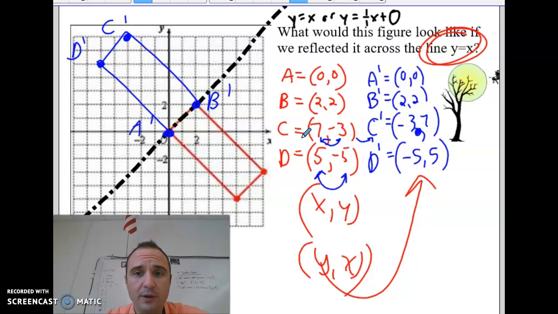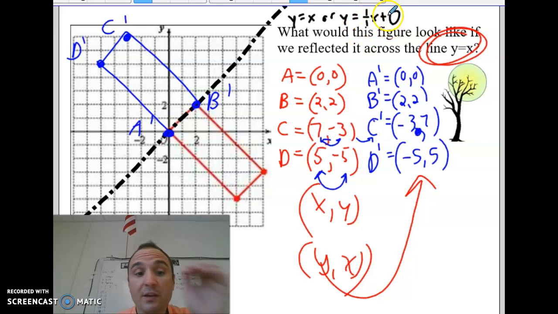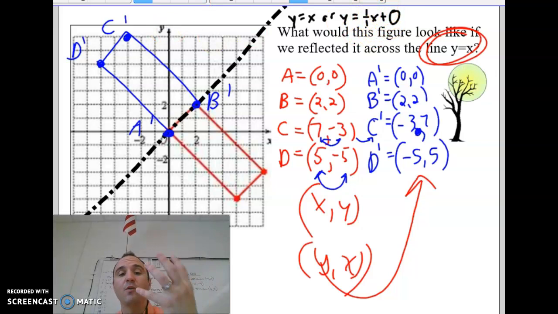C is 7, negative 3. C1 is negative 3, 7. D is 5, negative 5. D1, or the new D, is negative 5, 5. So look at the formula. Basically, what we're doing is just rearranging the order. And that does coincide with the actual terminology, which is y equals x. This line going through here is y equals x. I also rephrased it as y equals 1x plus 0, but it's the same. So that's the first time you can start seeing patterns develop.